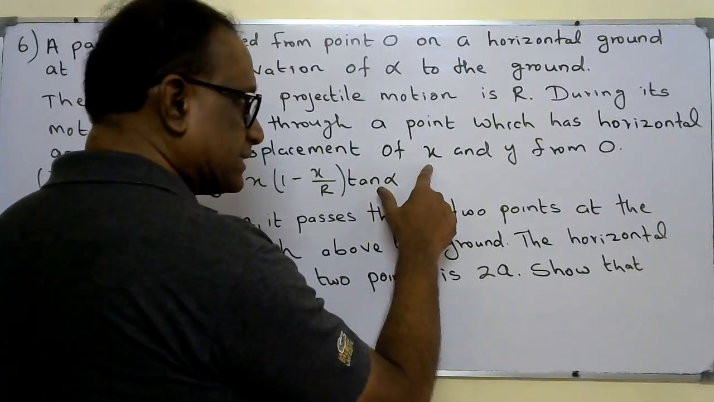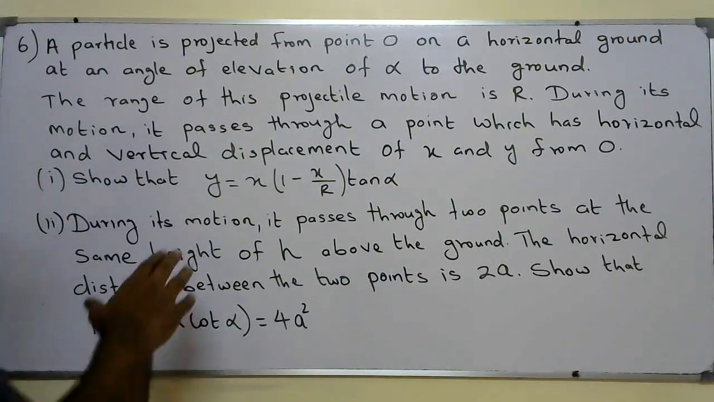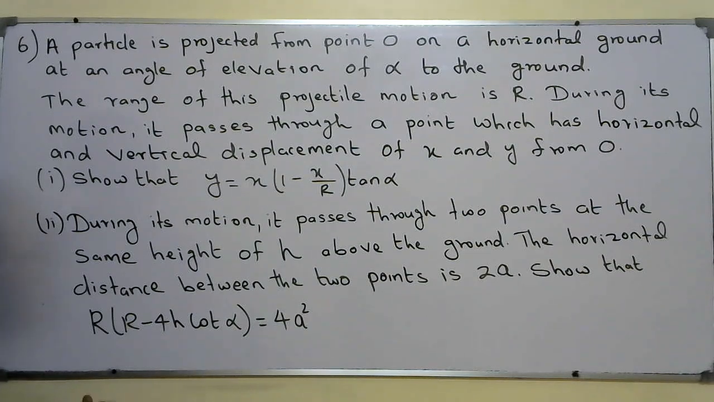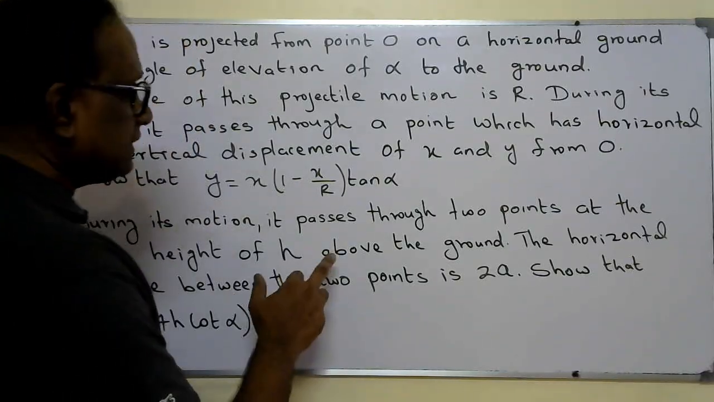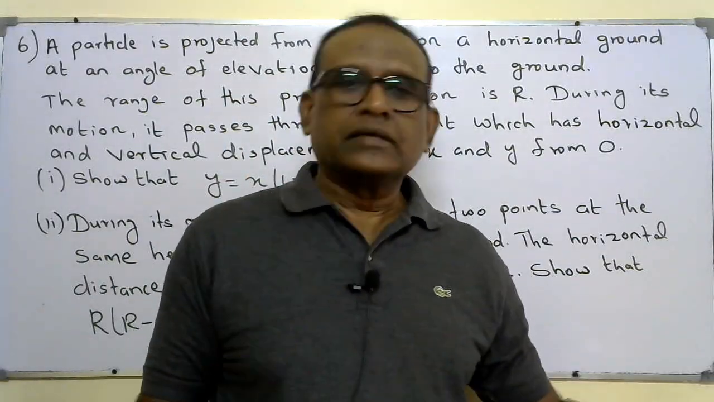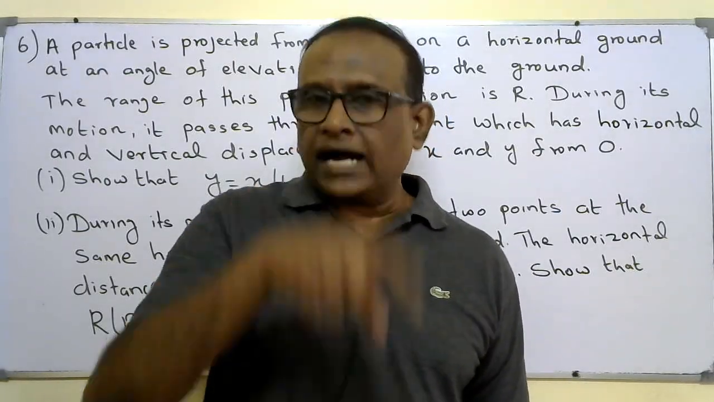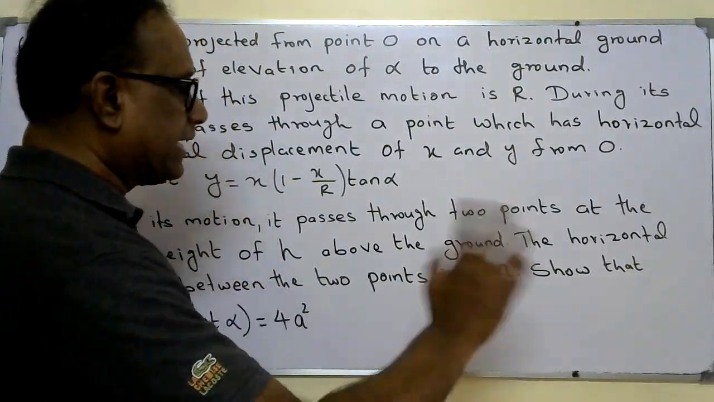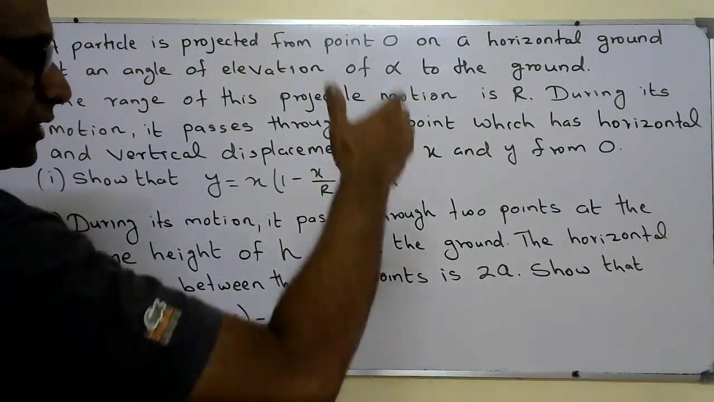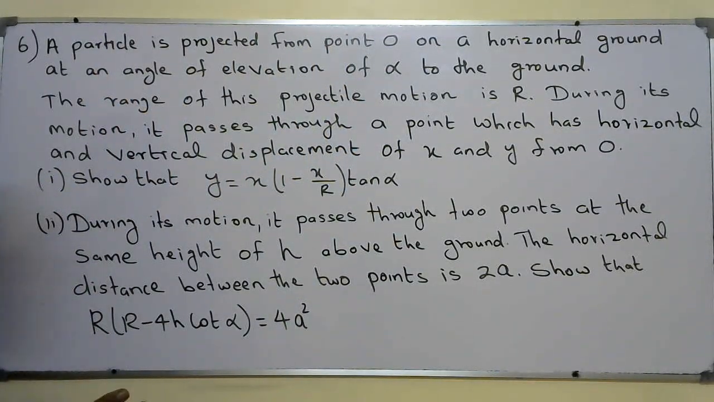So the horizontal displacement is x, vertical displacement is y. It's passing through a point, right? Show that. This one we had to show in the first part. Second part, during its motion, it passes through 2 points at the same height h above the ground. So in a projectile motion, if the projectile passes through the same height, they should be on either side of the highest point, in a symmetrical path. The horizontal distance between the 2 points is 2a. Show that. Here r is the range, and we have to show that.